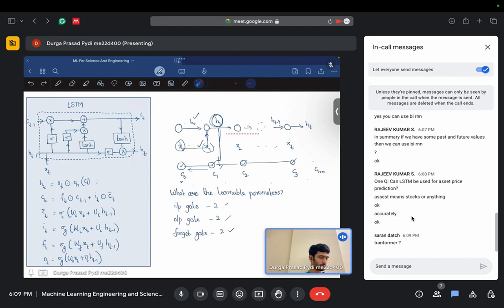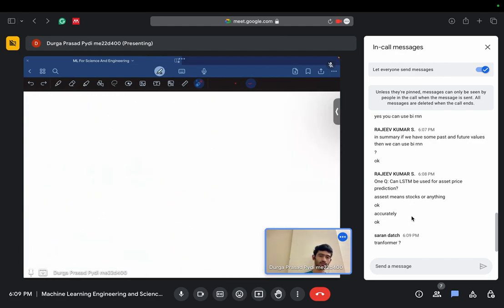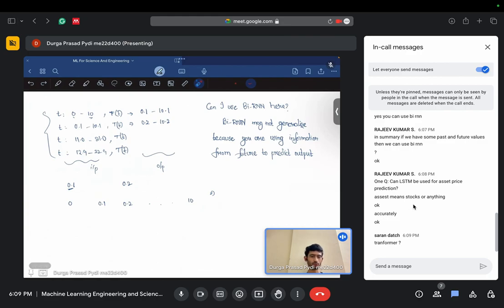What is done after LSTM? Transformer, yes. I think transformer will be discussed in subsequent weeks, so maybe we will take that up when it is discussed in the lecture videos. You can actually use a transformer. It has been shown that a transformer can be trained much faster using a GPU than an LSTM.